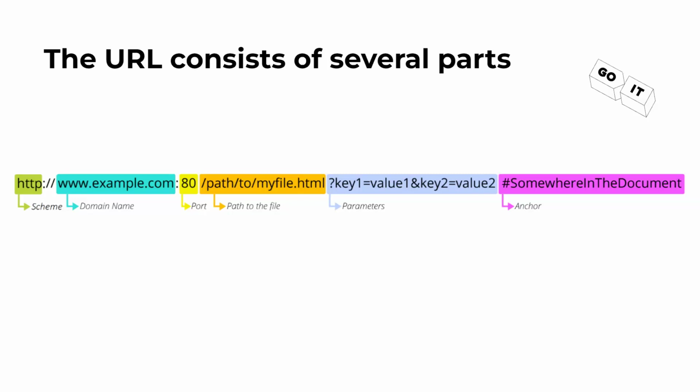So we also have the domain name. The domain name is divided into three parts. We have the subdomain. The subdomain determines which content should be displayed. Subdomains vary depending on the types of pages and their topics.